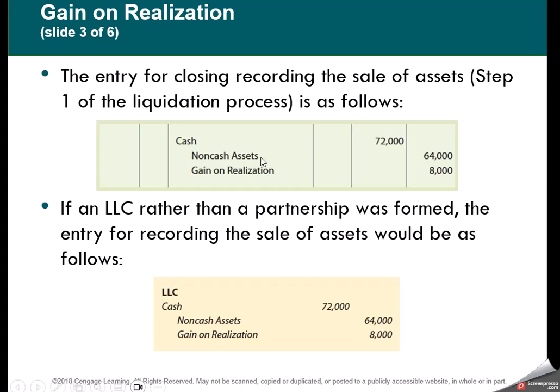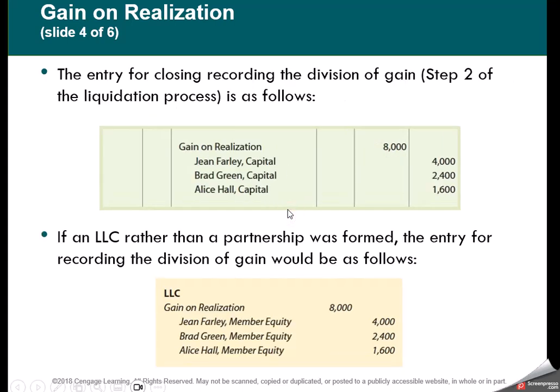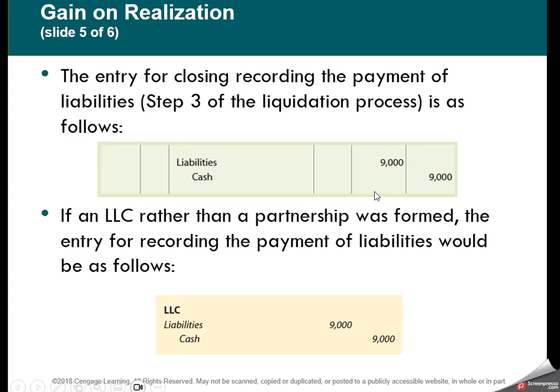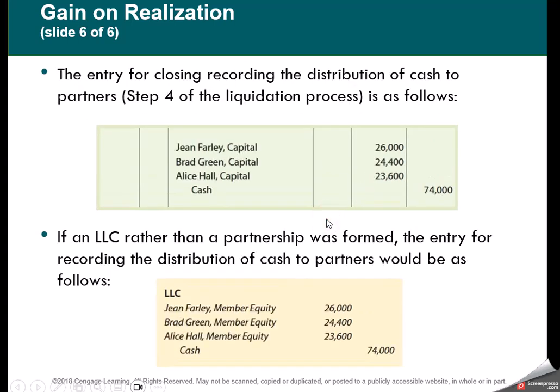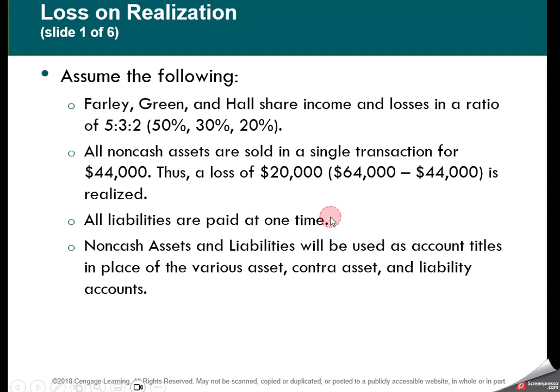And then this records the sale of their non-cash assets. This records the gain going into their capital accounts. This is the payment of the liabilities that are owed. And then this is the distribution back to the partners, and then all the cash is gone, and then the account is liquidated.